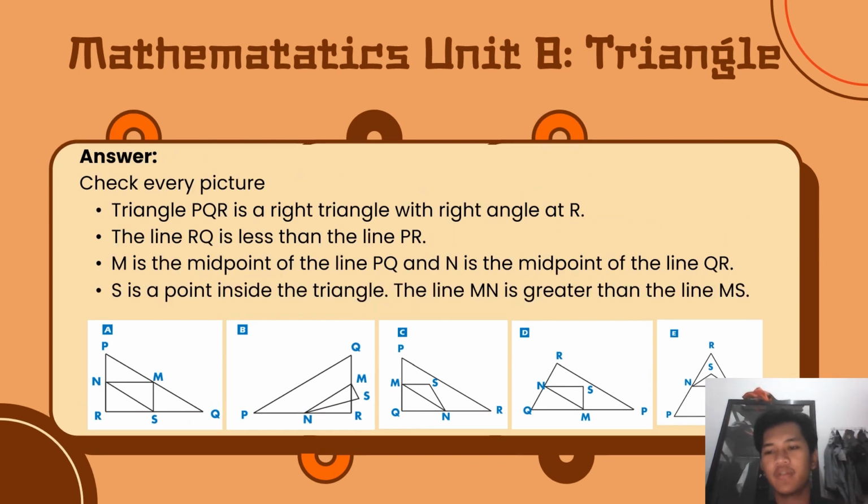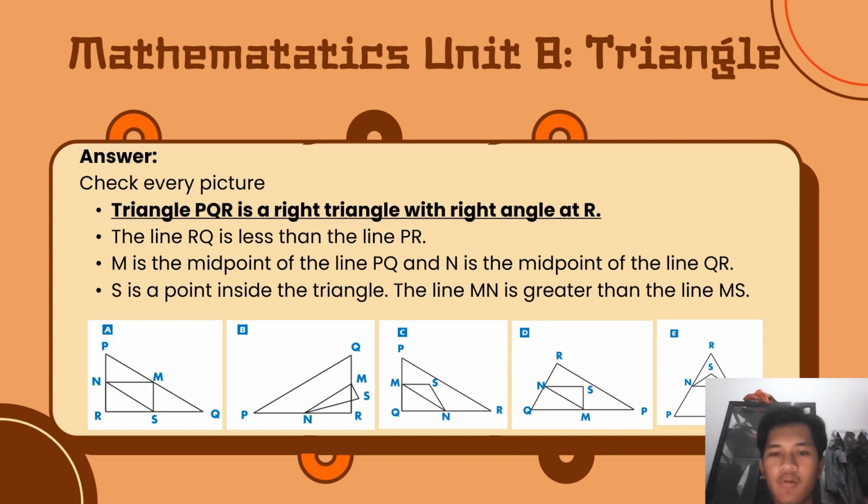To answer this question, we should check every single triangle that has been given. So let's check the first one. We're going to check the first description: Triangle PQR is a right triangle with right angle at R. The first picture, picture A, is a right triangle and the right angle is at R. So picture A is correct. Let's move to picture B. Picture B is a right triangle too and the right angle is at R. So picture B is correct.